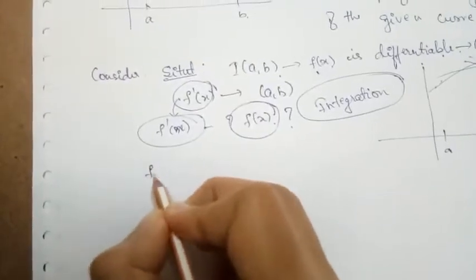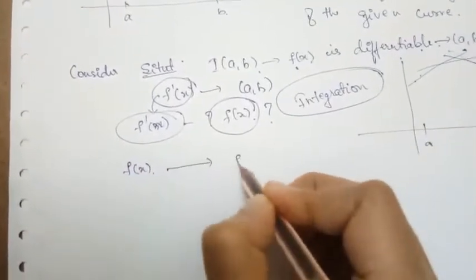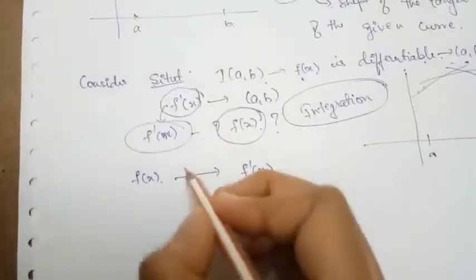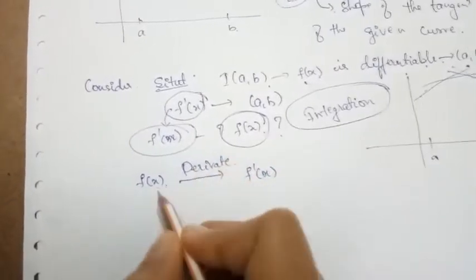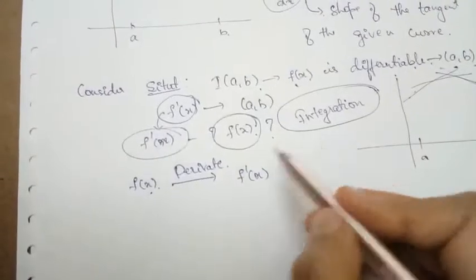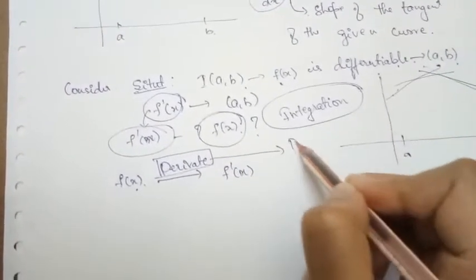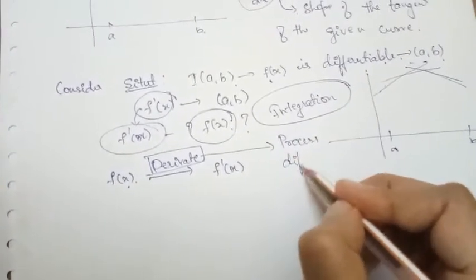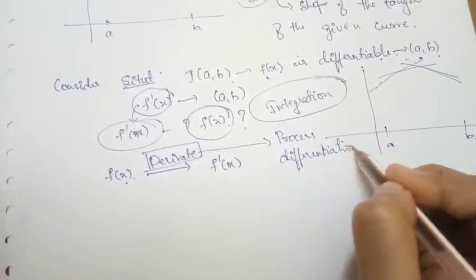Now suppose I consider a function f of x, and we need to get the derivative of that function. It is nothing but f dash of x. From f of x I got f dash of x, which is a derivative. So the process of finding the derivative is nothing but differentiation. This is what we have learned.